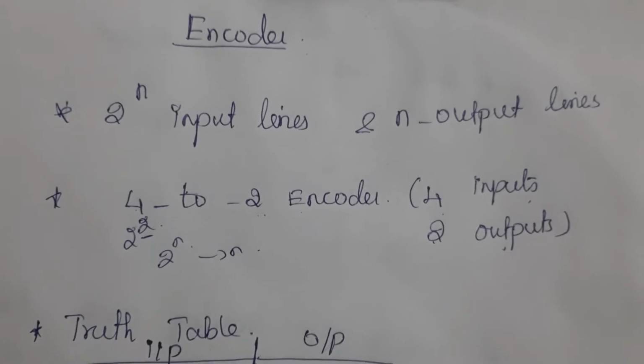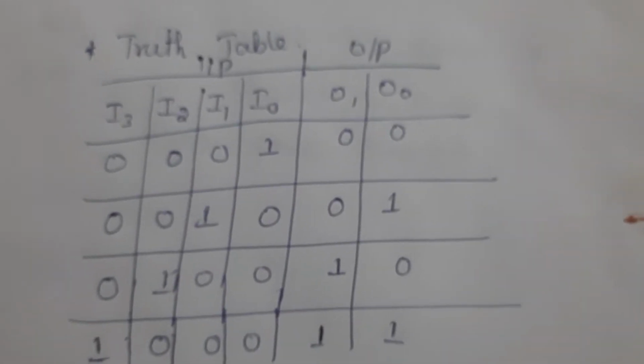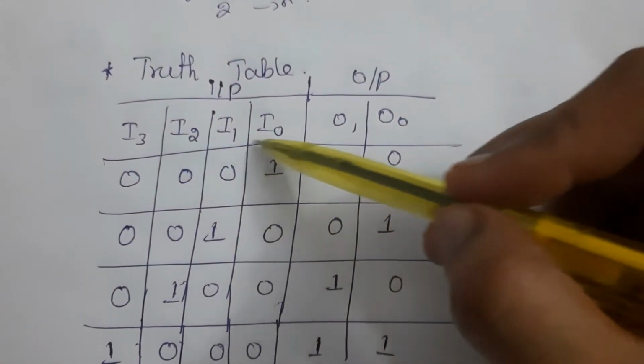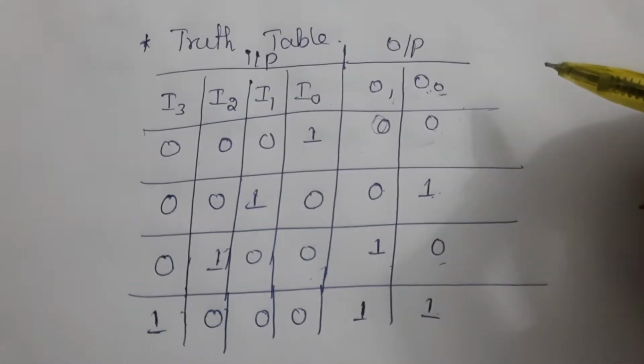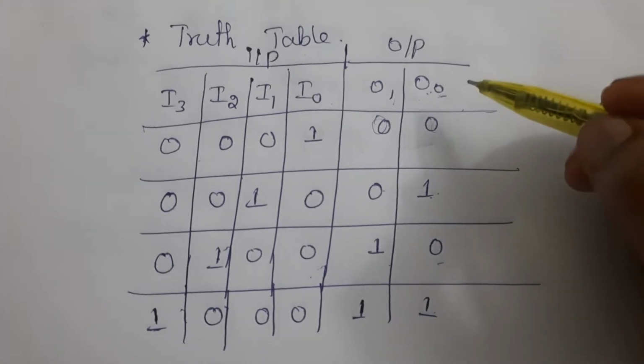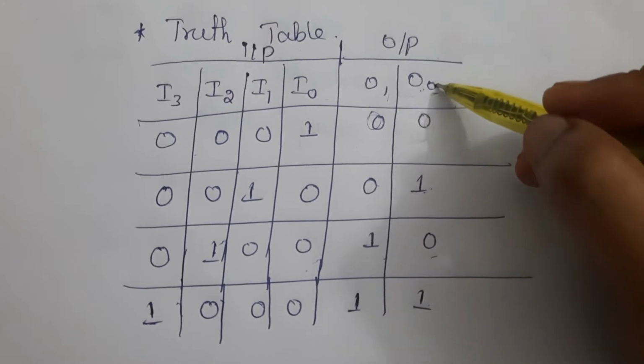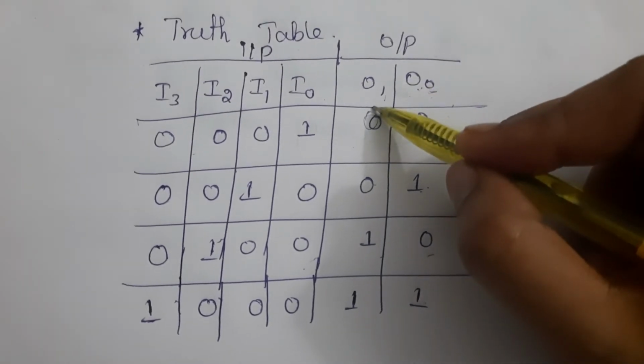So first, the truth table for this encoder is, so consider this truth table. These are the inputs, and the encoder is a combinational circuit, so it can generate each bit individually or simultaneously. It can generate this bit also and this bit also.